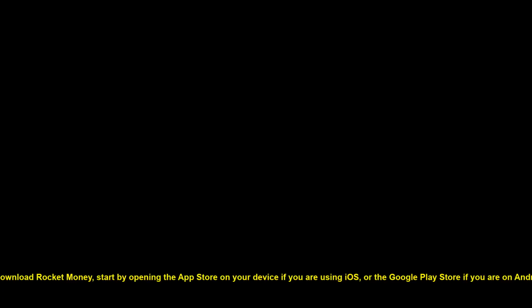the Google Play Store if you are on Android. In the search bar, type Rocket Money and press enter. Locate the app in the search results and tap on it. Once the app page opens, click on the download or install button. Wait for the app to download and install on your device.